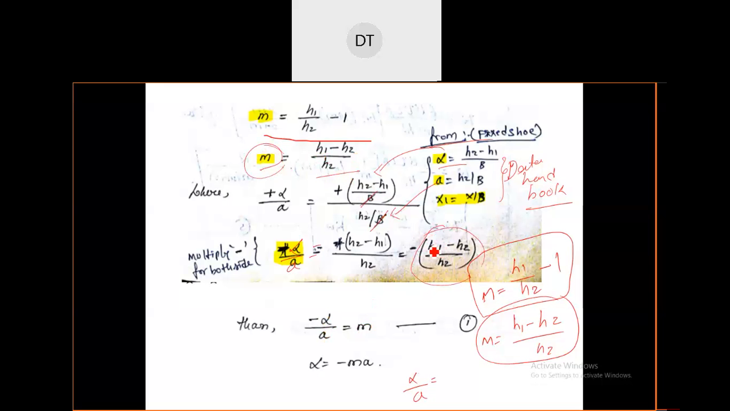I substitute h1 minus h2 by h2 is equal to m, and here I send minus to this side, so that alpha by a is equal to m, and finally alpha I want, so alpha is equal to minus m by a. So alpha is the taper inclination angle, which depends on the dimensionless quantities m and a. So alpha is equal to minus m by a.